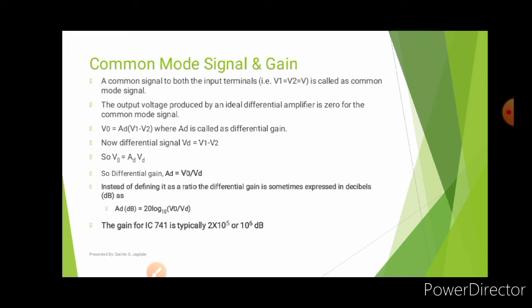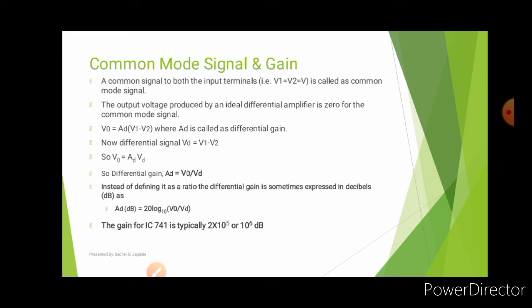Instead of defining it as a ratio, differential gain is sometimes expressed in decibels. So we are representing it in decibels, that is dB, as AD dB is equal to 20 log to the base 10 of VO upon VD.